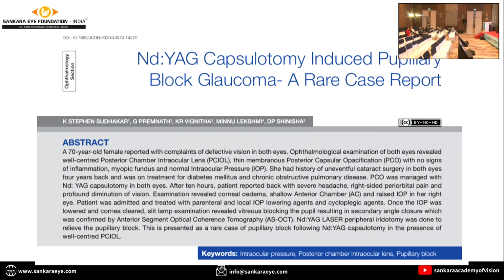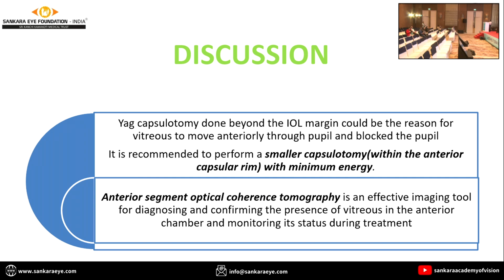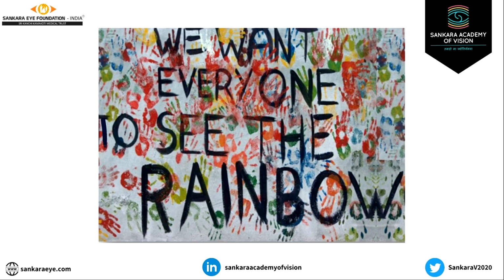One rare case was reported, in which after 10 hours the patient reported back with severe headache, right-sided periorbital pain and profound dimness of vision. They did Nd:YAG laser, and now the patient is fine. So YAG capsulotomy done beyond the IOL margin could be the route for vitreous to move anteriorly through the pupil and block the pupil. So it is recommended to perform a smaller capsulotomy within the anterior capsular rim with minimal energy. Anterior segment optical coherence tomography is an effective imaging tool for diagnosing and confirming the presence of vitreous in the anterior chamber and monitoring its status during the treatment. Thank you.